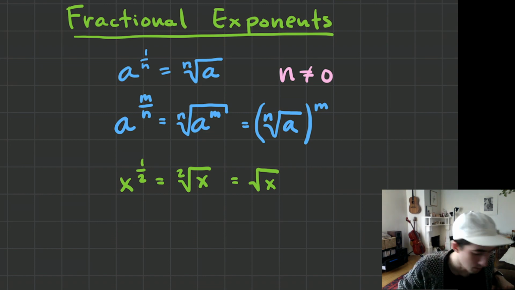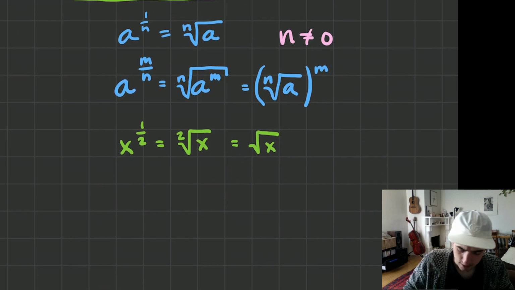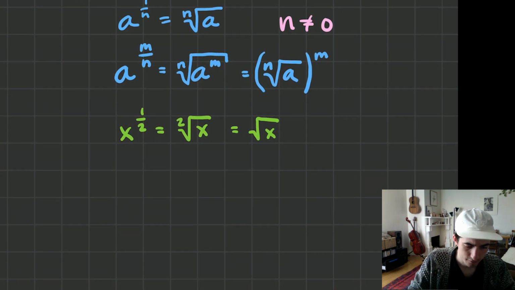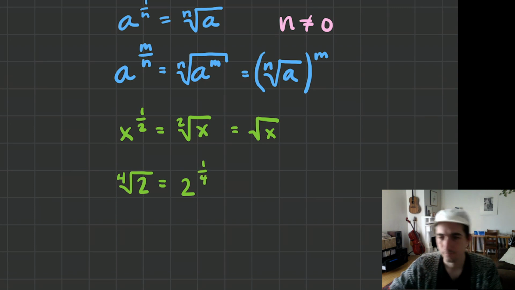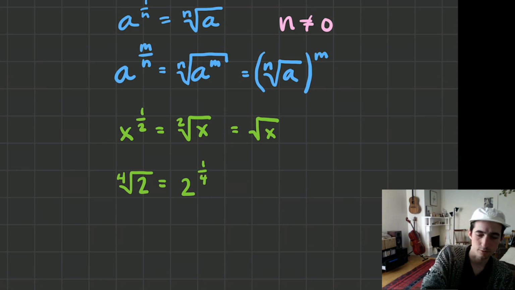So let's try a couple more. Let's do the 4th root of 2. Well, we could write that as 2 to the power of 1/4. Okay, that's not too bad.